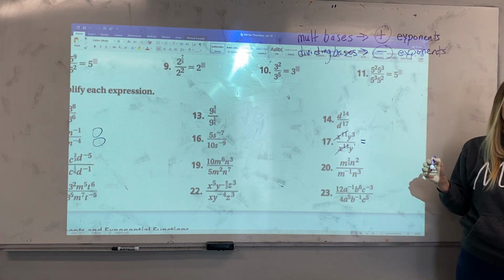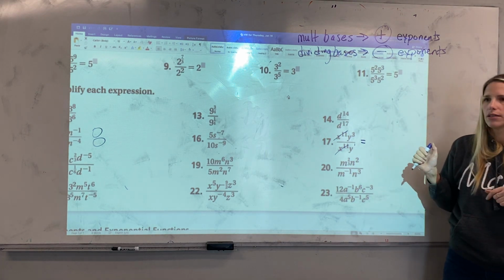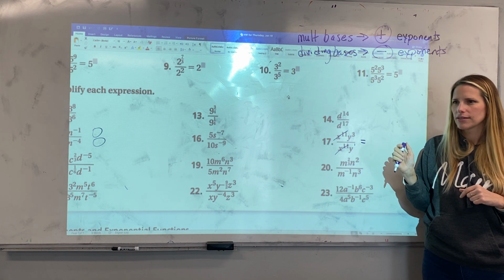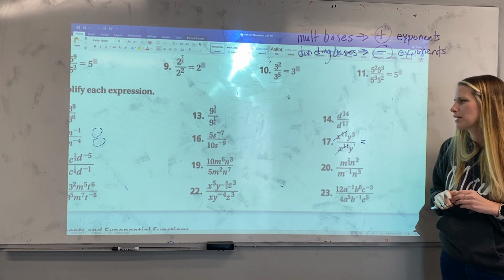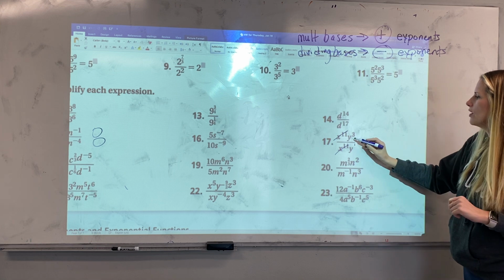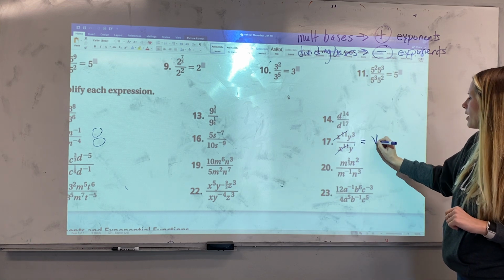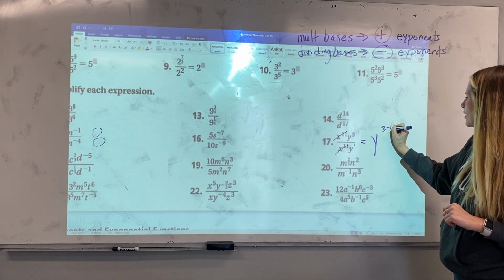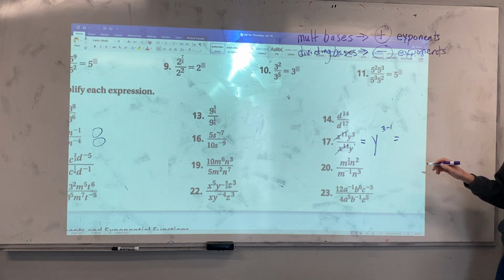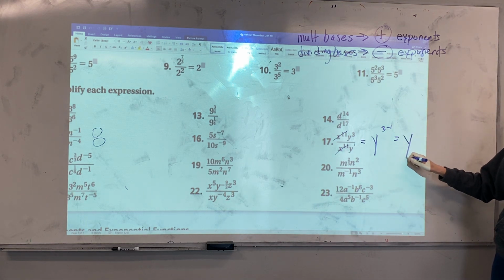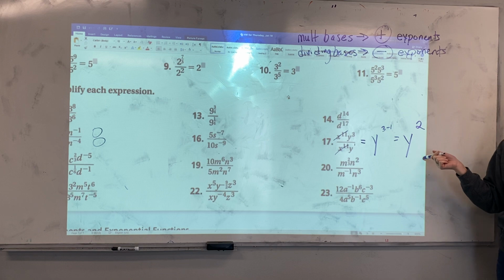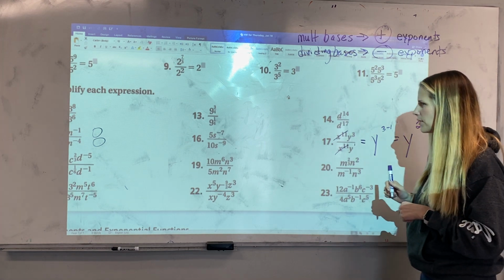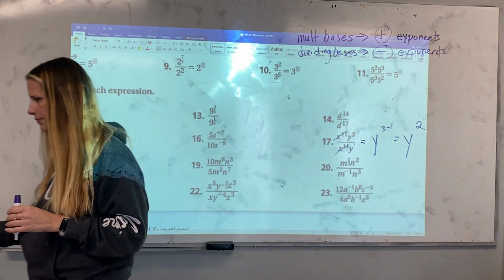Those are the quick tools in your toolbox. Write this down first. It's okay, writing it down again is just good practice. So when we subtract our exponents, we get y to the 3 minus 1, which is y squared. Are we done? Yes, we are. All right, let's do 19.